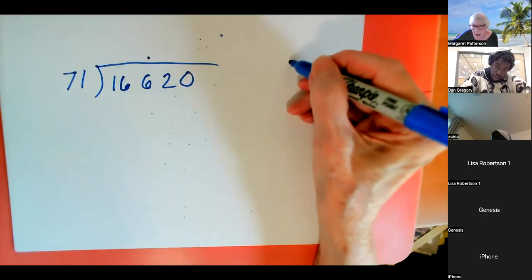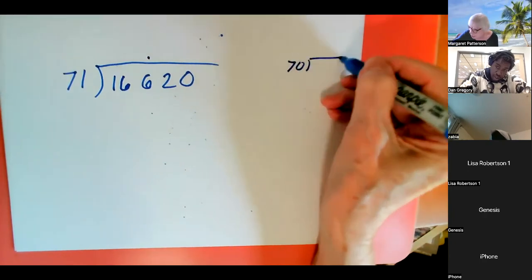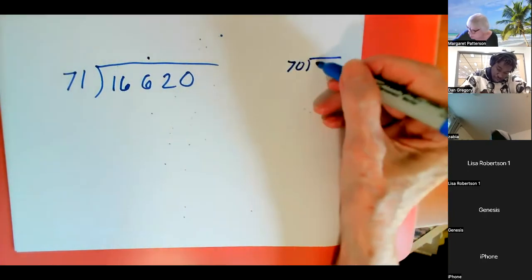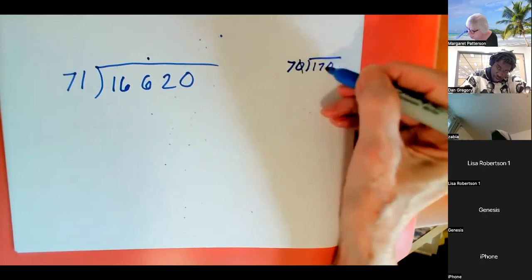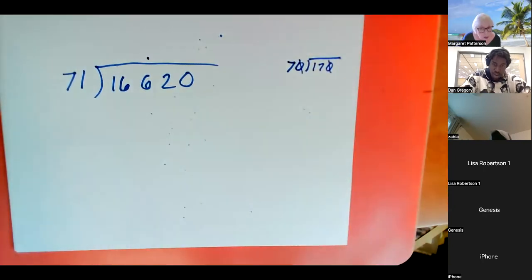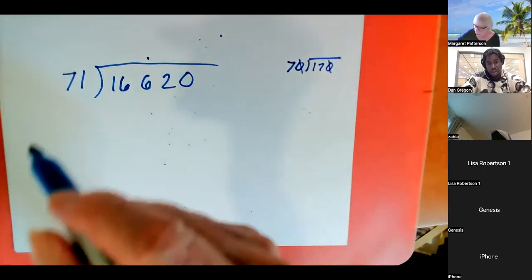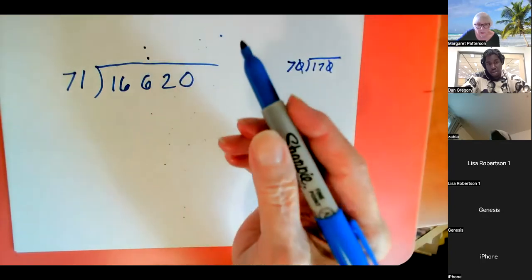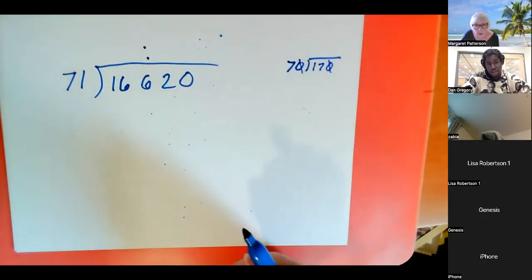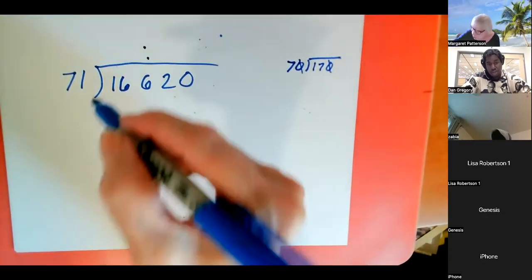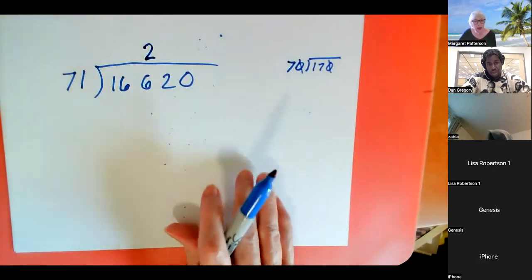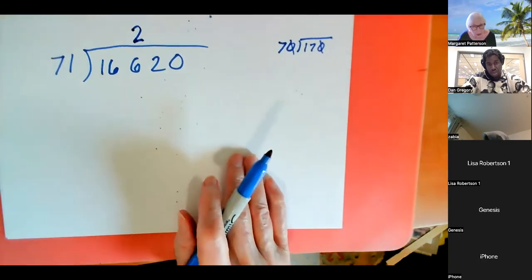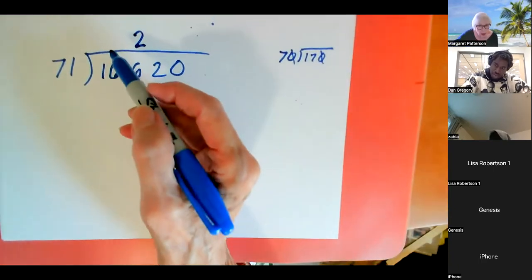So in my head, I was going 70 into 166 would be 170. Kind of like the last problem. 7 into 17. What do you think I should use? Twice. What number? 2. Oh, okay. So that was just to help me make a good guess. At this point, I can throw that out.